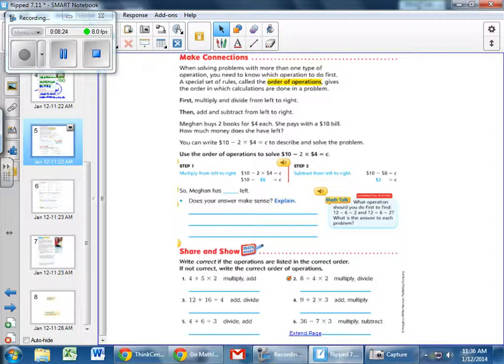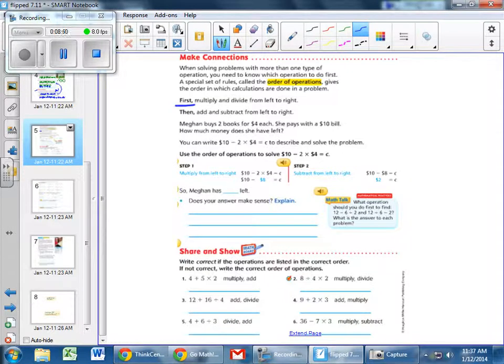Okay, turning to page 296. Make connections. When solving problems with more than one type of operation, you need to know which operation to do first. A special set of rules called the order of operations gives the order in which calculations are done in a problem. Okay. So you're going to multiply and divide from left to right.